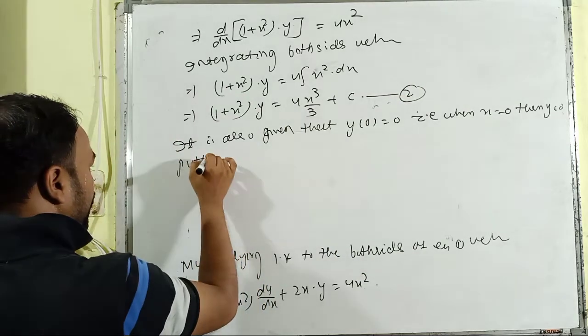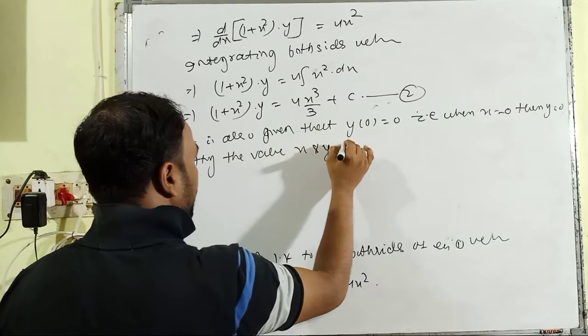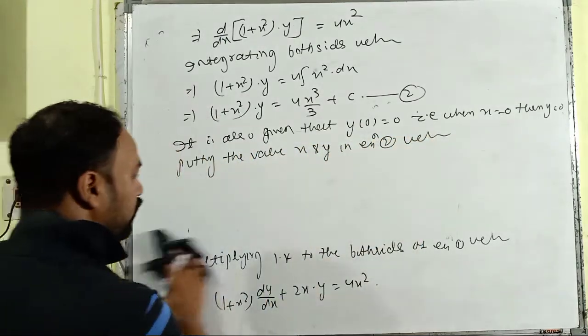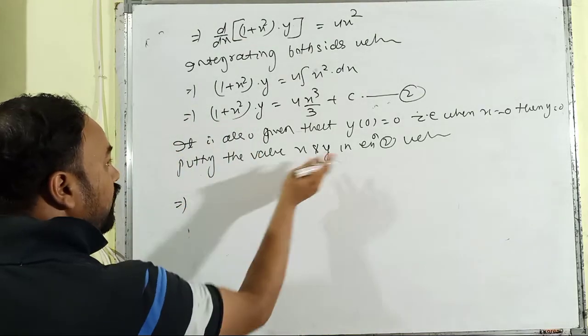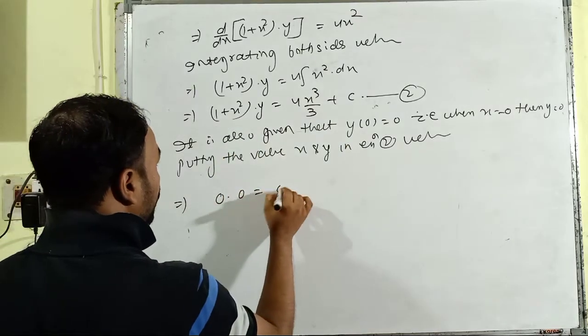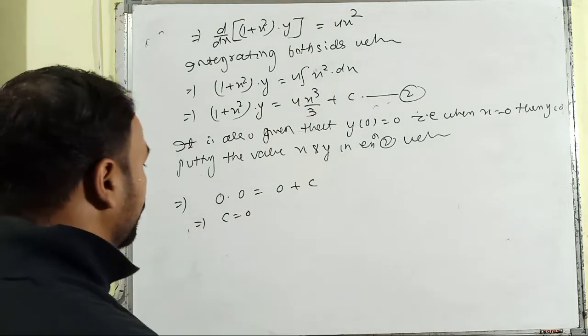Putting the value of x and y in equation 2 we have, so let us put the value of x and y here so that the final solution can be obtained. Putting the value of x and y here, it will be 0 multiplied with 0, 0 plus c. So it will be c is equal to 0.